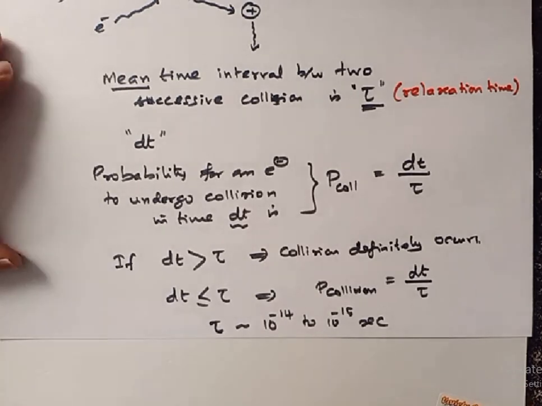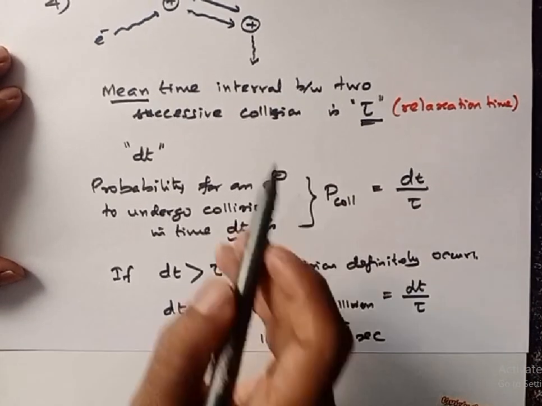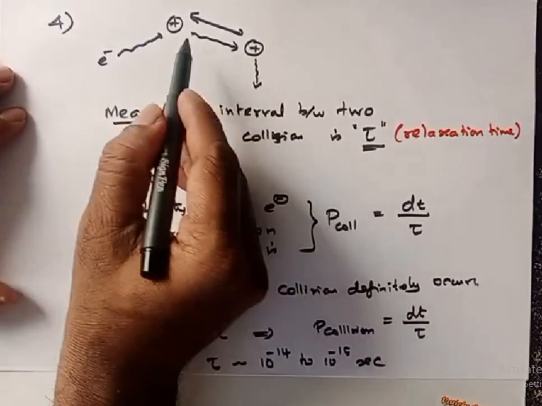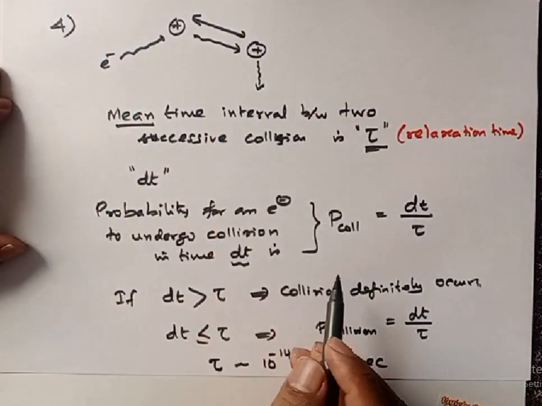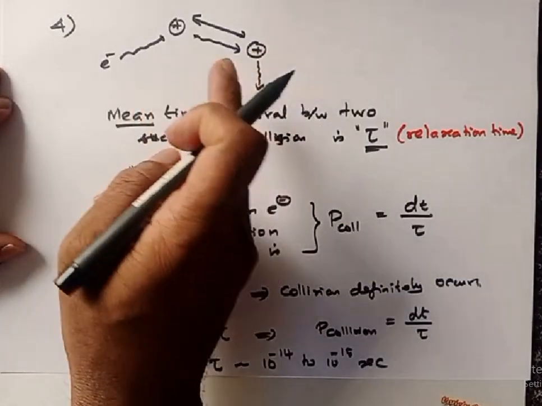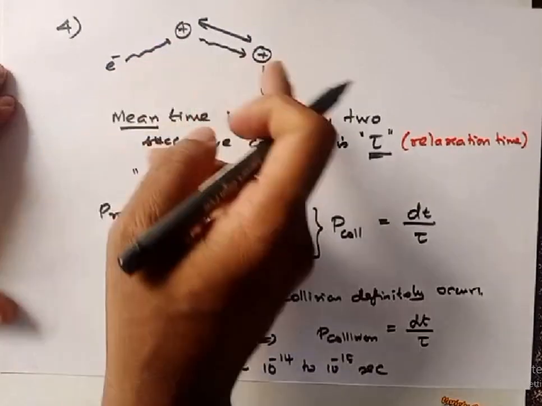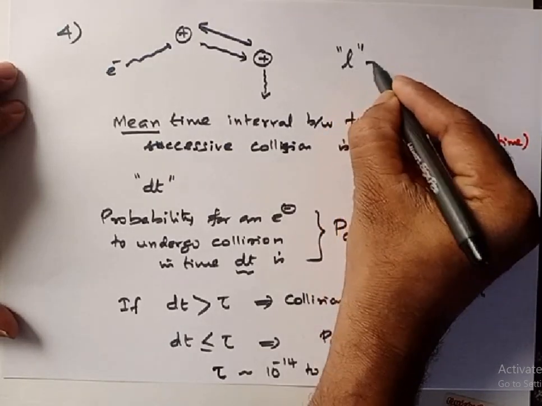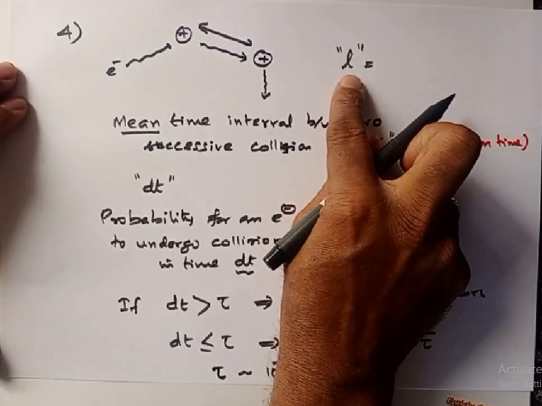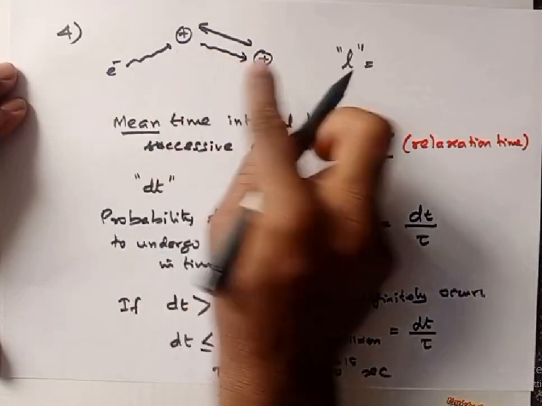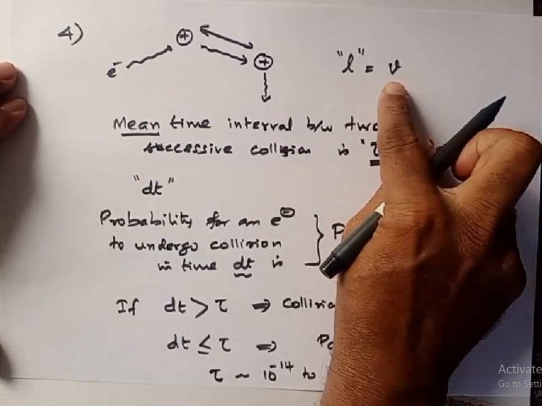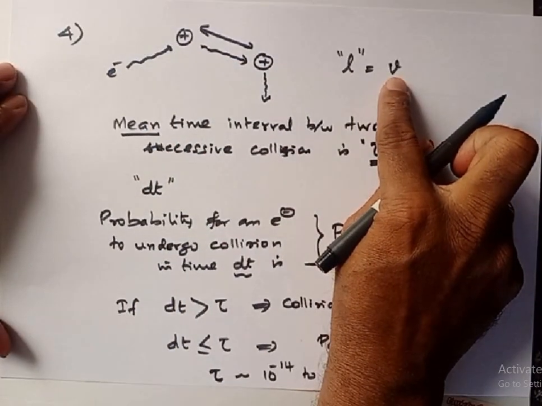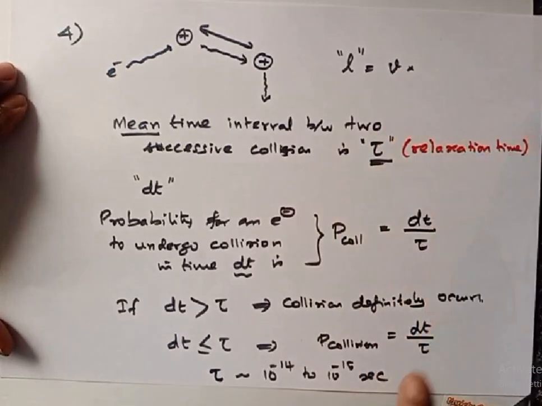Then, what is the mean free path of a free electron in the crystal lattice? Let me represent the mean free path as L. Mean free path is nothing but the average velocity with which the electron is moving, so I'll just put V. V means average velocity, into the time required for collision.